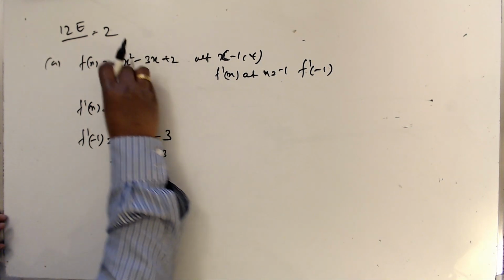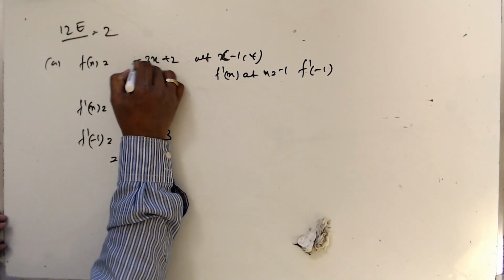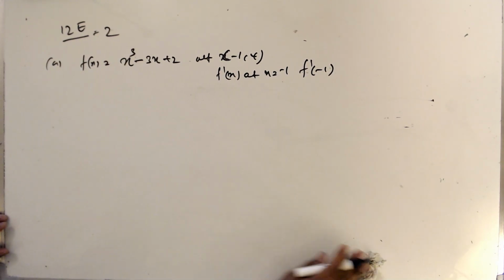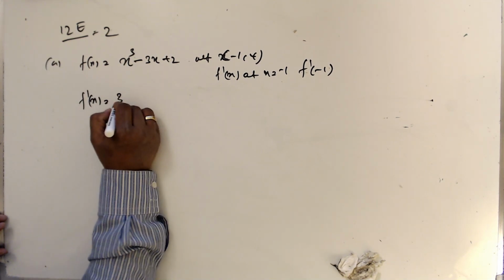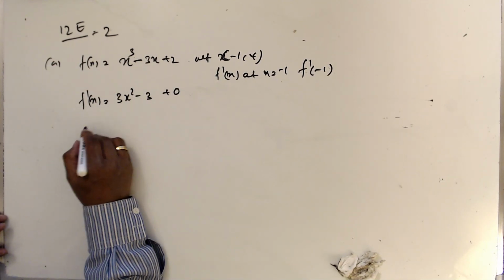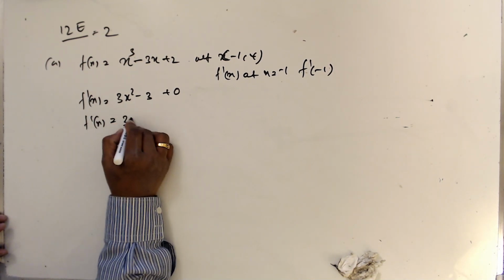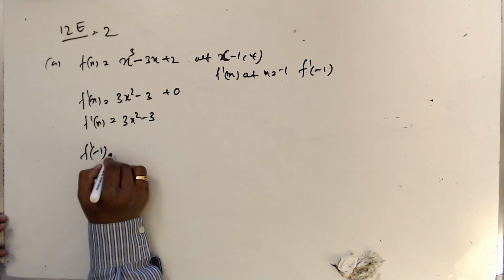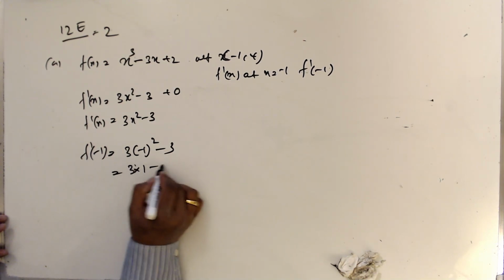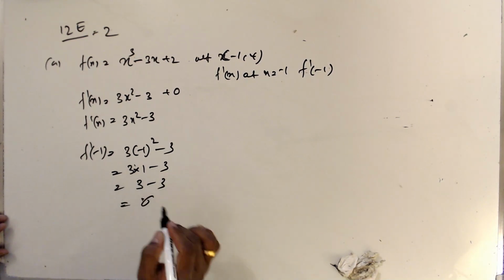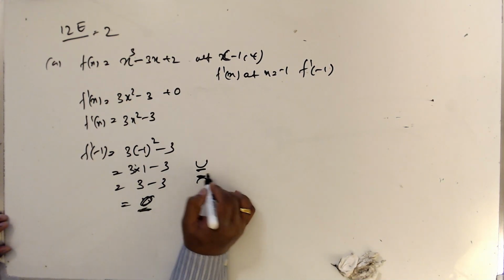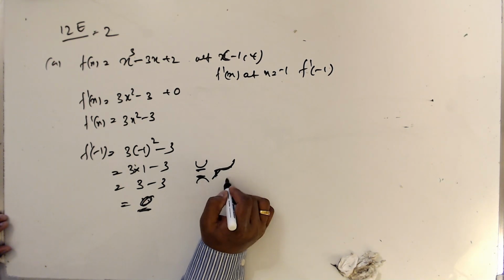Sorry again, this value has to be x cube. My eyesight sometimes not good. This is x cube, then f dash x is 3x square minus 3 plus 0. Which is f dash x is 3x square minus 3, then f dash minus 1, 3 times minus 1 square minus 3. So this is going to be 3 times 1 minus 3, 3 minus 3, 0. What do you think about this point? Gradient is 0, it has to be minimum, or it has to be maximum, or it has to be point of inflection. You will learn.